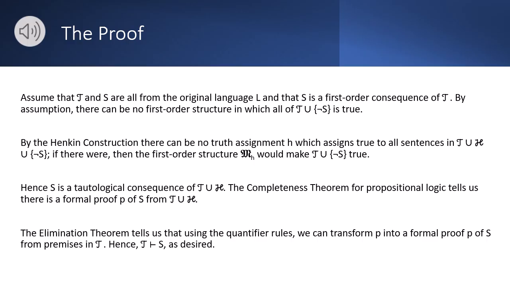And that means that we can then transform our formal proof into a proof of S from the premises in T that just uses our regular old Fitch system, including the quantifier rules and the equality rules. And therefore, we can write script T turnstile S, as we desired.